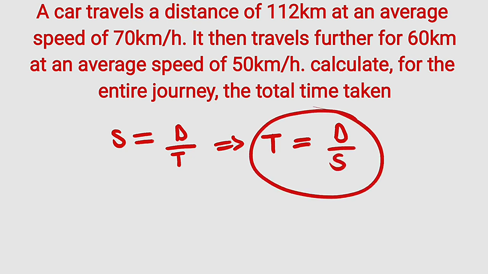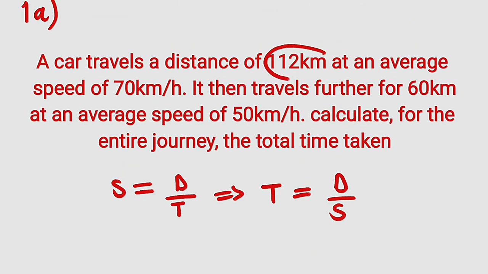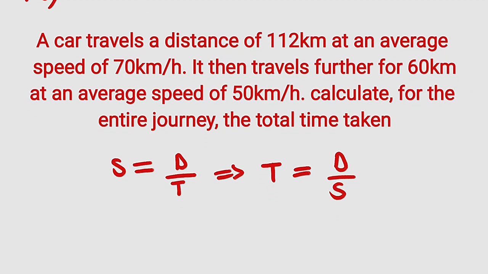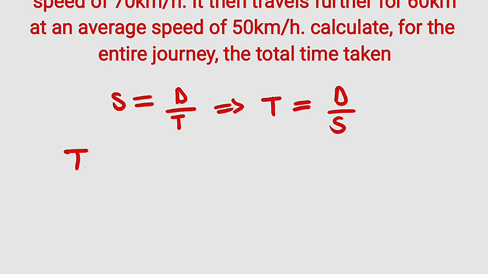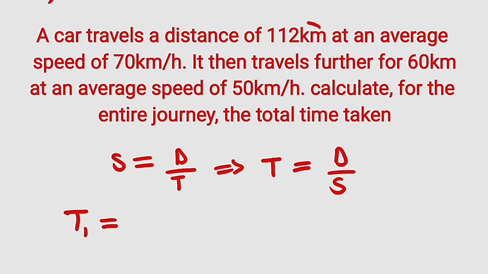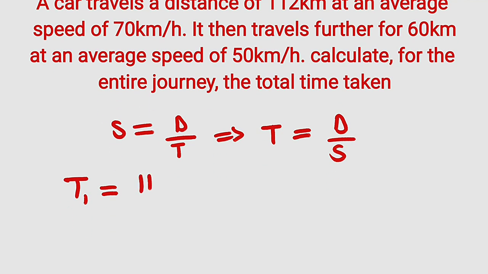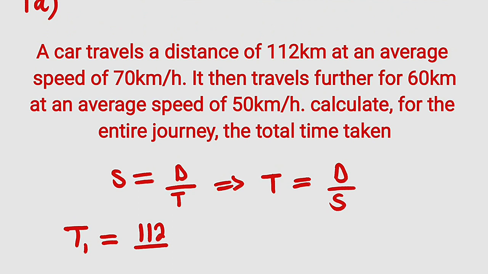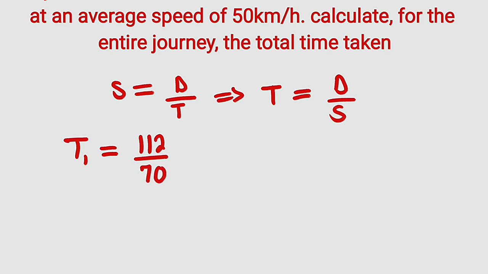Already we have two pieces of information regarding distance and speed from the question. We have the first distance here and we have the second distance here. First speed, second speed. We are going to relate all of them in the same formula. So let's start with t1, the first time. It will be equal to what? Distance divided by the speed. We have the first distance here, which is 112 kilometers, so we have 112 divided by the speed. The first speed here is 70 kilometers per hour, so we have 70 right here.